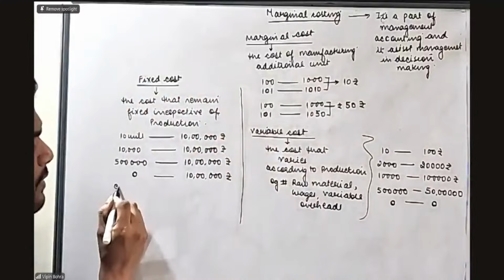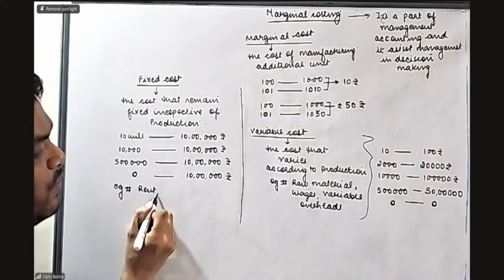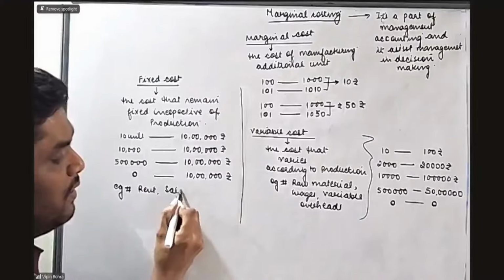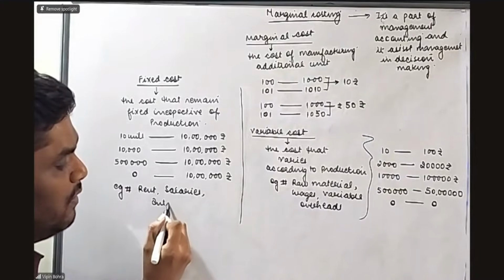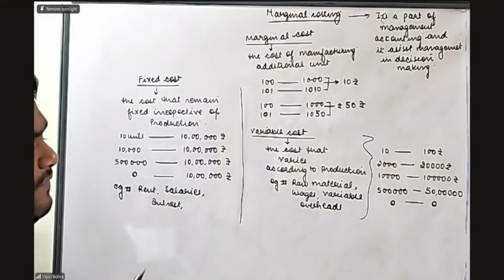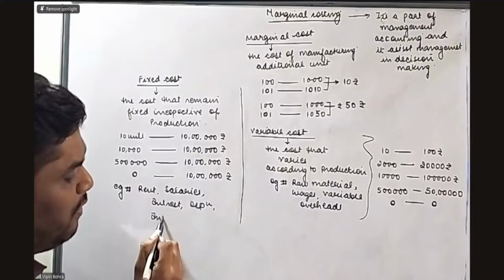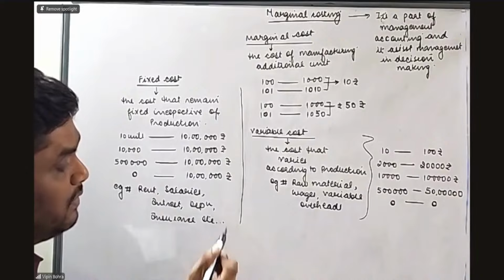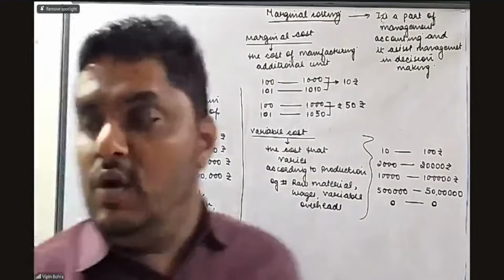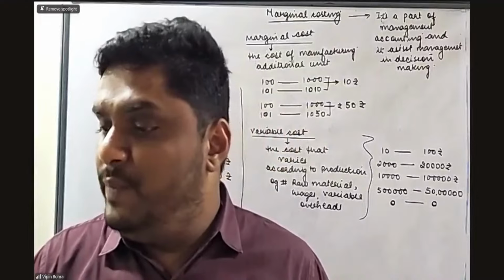So when talking about examples, we can say rent is my fixed cost. Salaries are my fixed cost. Interest is my fixed cost. Depreciation, insurance, etc. So the fixed cost is the cost that remains fixed irrespective of production.